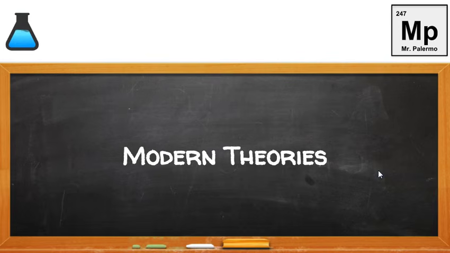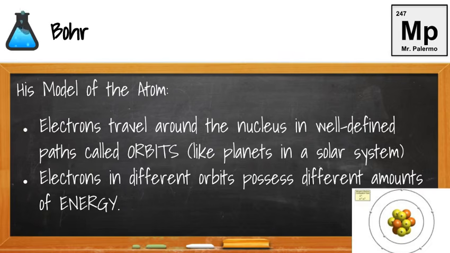Now let's look at the more modern theories. So Niels Bohr, his model is often referred to as the planetary model because he believed that we had this nucleus, as Rutherford said, but that electrons were not just haphazardly outside the nucleus, but that they were actually in defined energy pathways called orbits, and they were essentially orbiting around the nucleus like planets around the sun. And he believed that these electrons were in these different orbits and they possessed different amounts of energy.